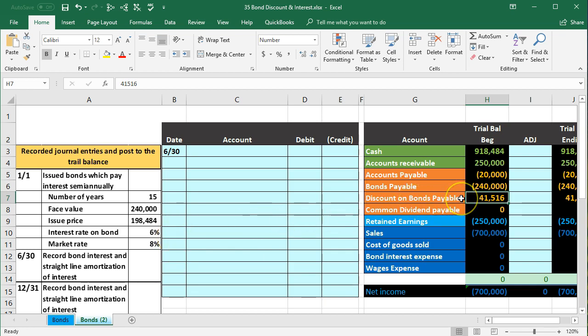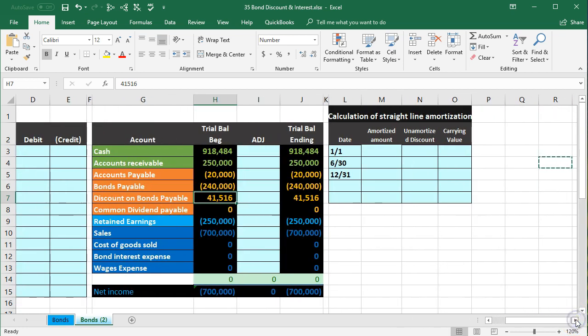So we're going to treat this reduction of the payable as kind of a type of interest, meaning we are going to expense it or put it on the income statement as we pay our normal interest payments, which in this case is semi-annual. So to do that, we'll first do a little calculation over here. We're going to do this with a straight line method.